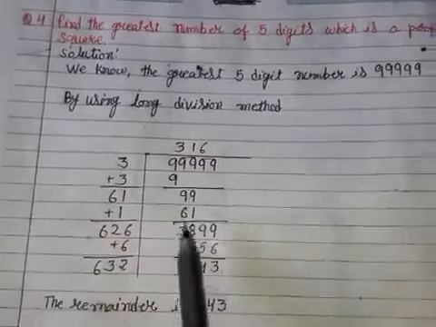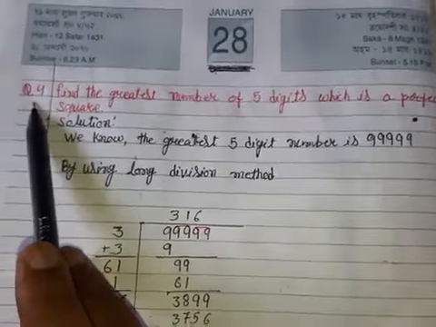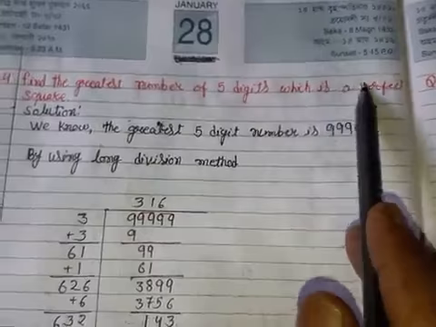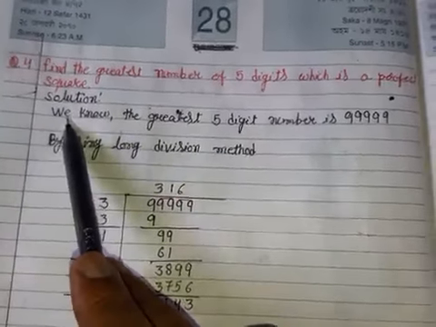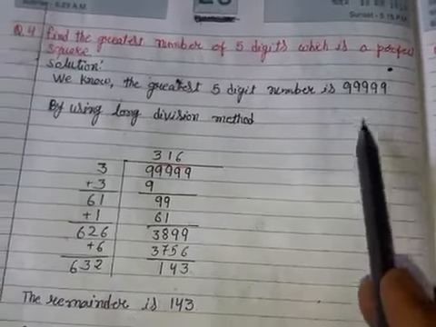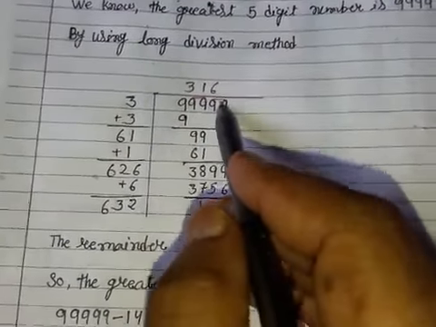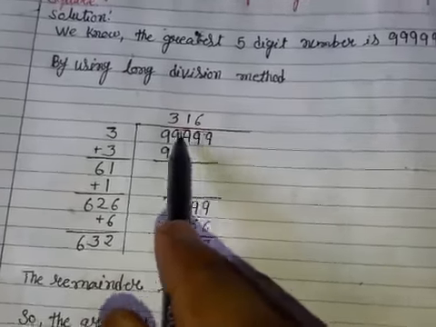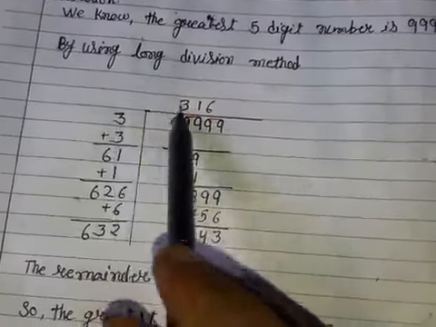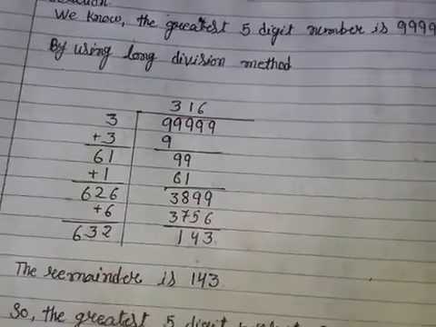Now this is question number 3. Find the greatest number of 5 digits which is a perfect square. We know the greatest 5 digit number is 99,999. By using the long division method we pair it from right side to left side. We get 2 pairs and 1 unpaired, so we take 3 because 3 3s are 9, so here it is subtracted completely.